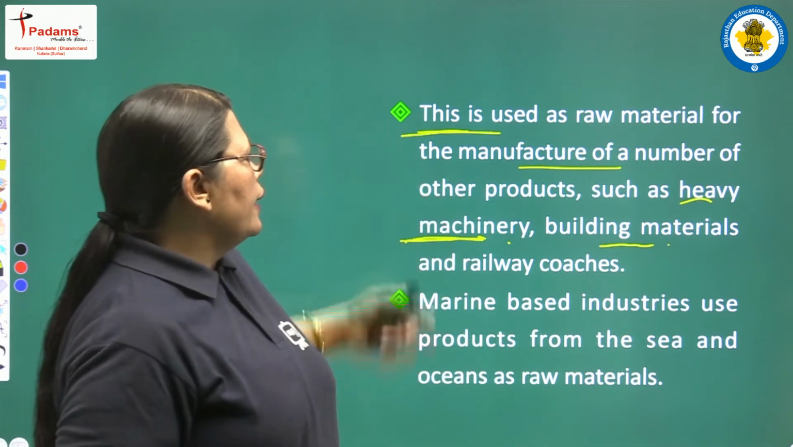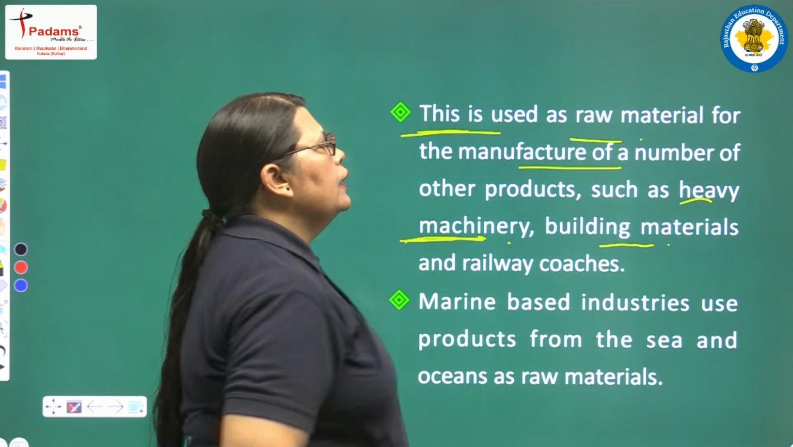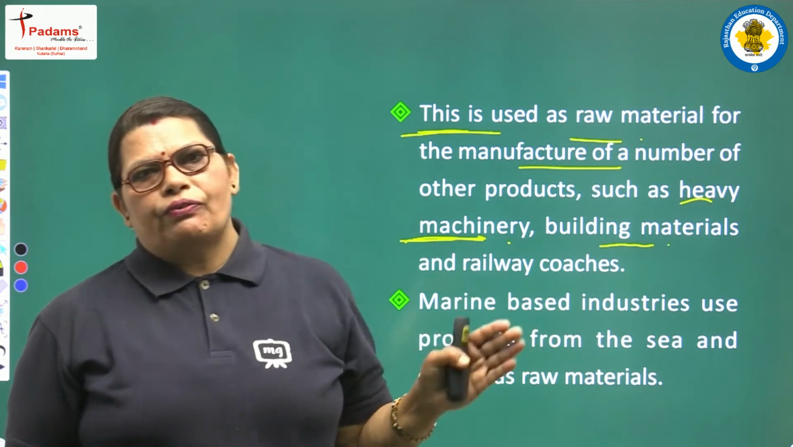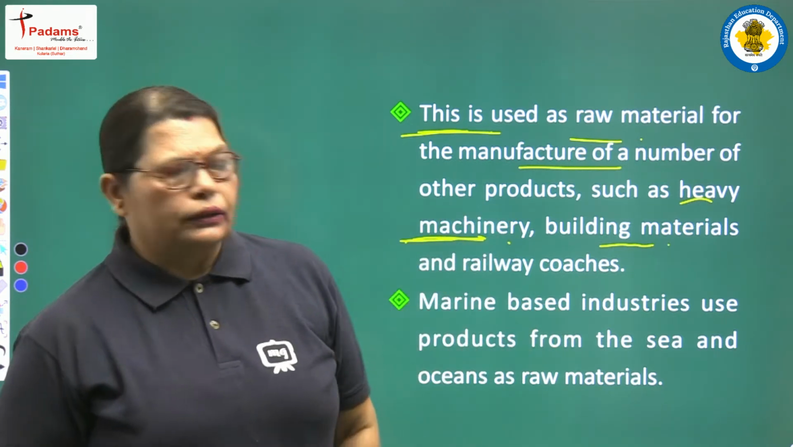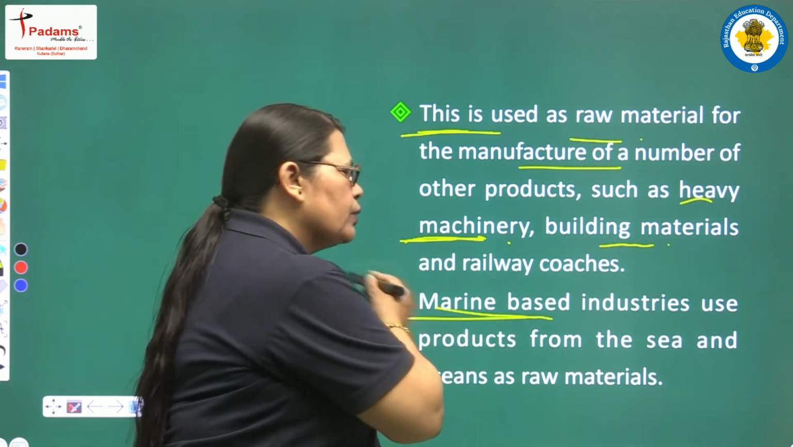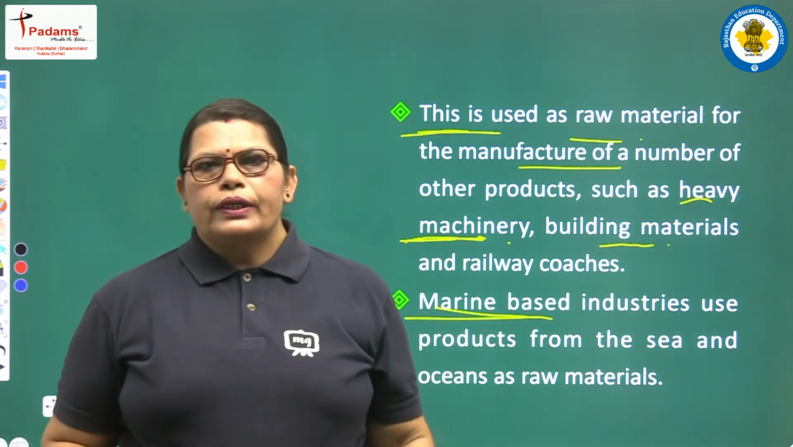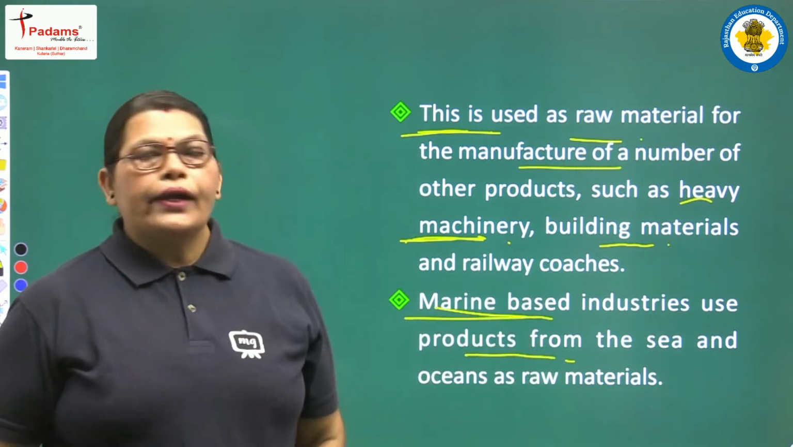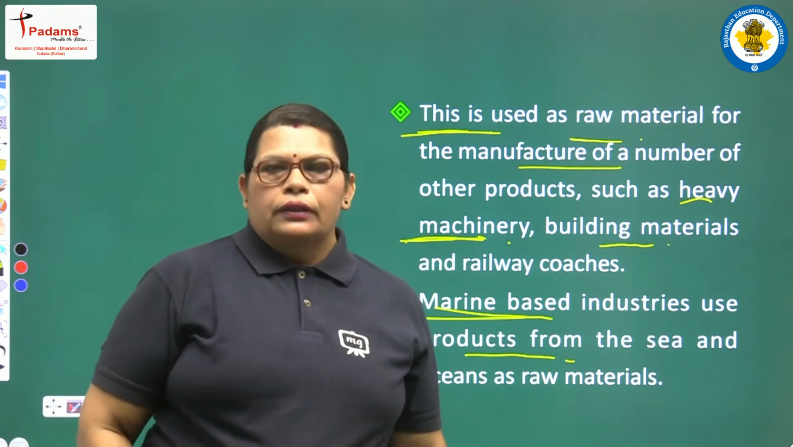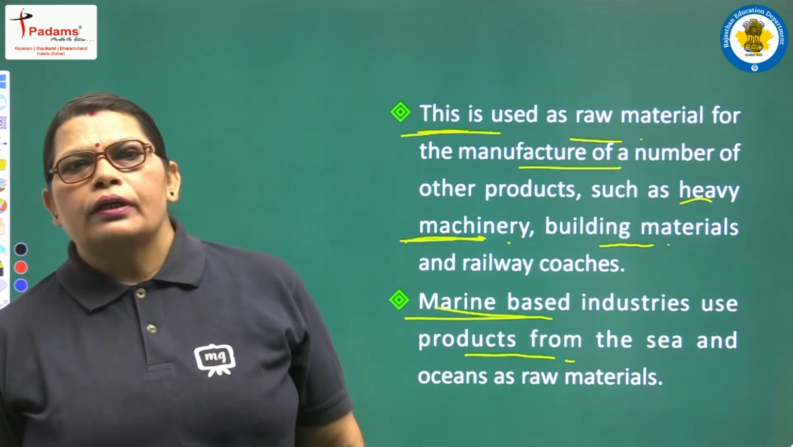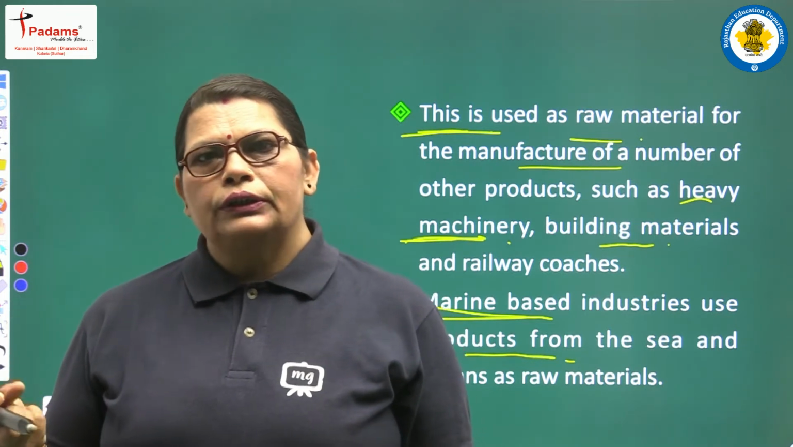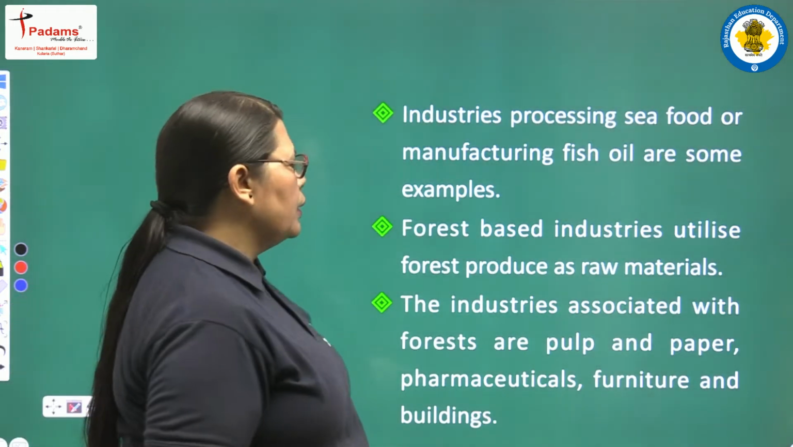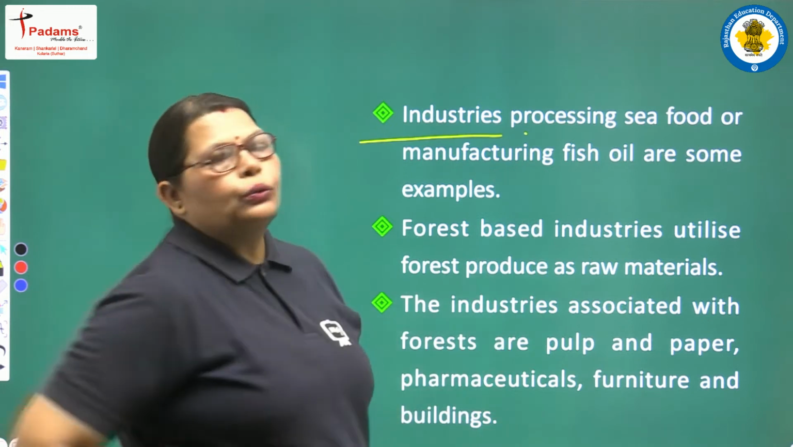So students, see here, all these depend on the raw material for the manufacture of a number of different products. When we are talking about the marine based industries, this one is totally based on marine, and these products are used from the sea and oceans as raw materials. Yes, many things are made from the things of the sea and oceans, and all these things come in the marine based industries. Raw materials are used from the seas and oceans, etc.